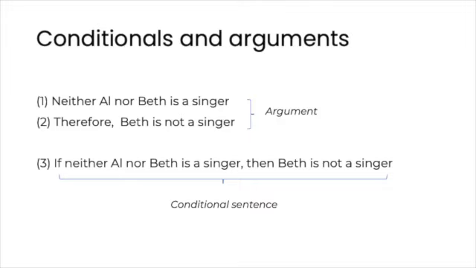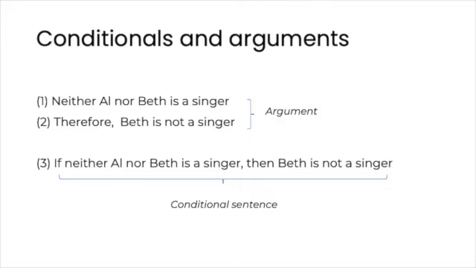Now, I'm doing different things by uttering 1 and 2 on the one hand and 3 on the other. If I utter 2, which is the conclusion of the argument, I am asserting that Beth is not a singer. Whereas if I utter 3, the consequent of the conditional, in the context, again, of saying the conditional, I'm doing no such thing. What I'm doing is conveying that there is a relation between the truth of the sentence, Beth is not a singer, and the truth of the antecedent sentence. I'm not asserting that Beth is not a singer.